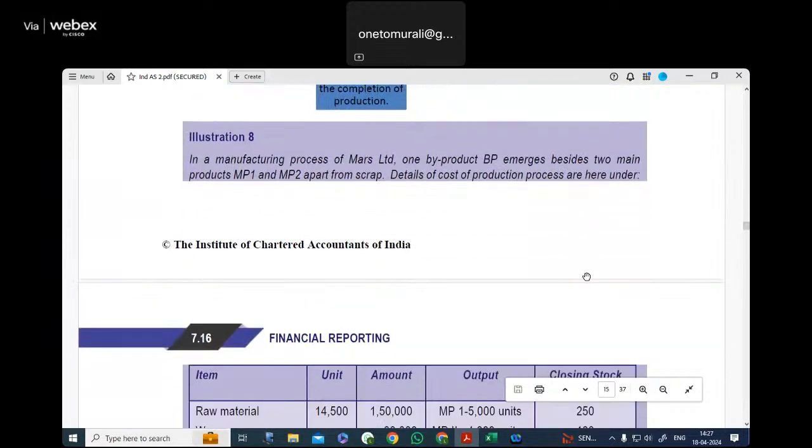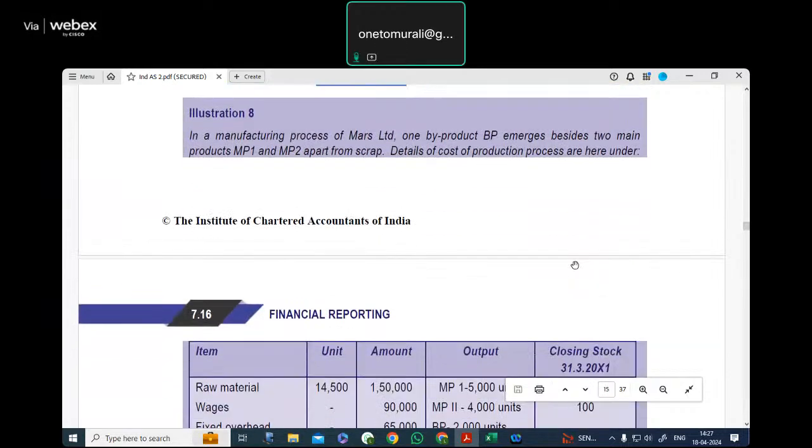Illustration 8 is considered to be a good illustration. Now let us just take up illustration number 8. In a manufacturing process of March Limited, one byproduct BP emerges besides two main products MP1 and MP2, apart from scrap. Details of cost of production are here.